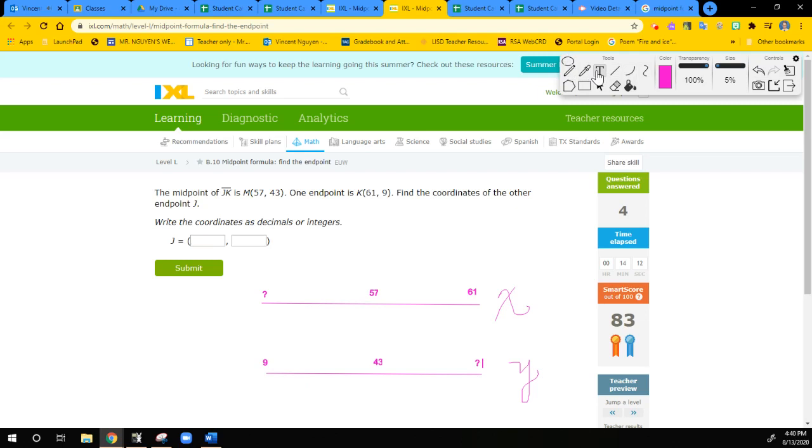So all I have to do now is go and look at the distance. From here to here, how long is it? That means it's going to be the same thing here. So 57, 58, 59, 60, 61. So that's 4 units. That means I have to do 4 units here as well. Well, what number plus 4 gives you 57? It has to be 53.